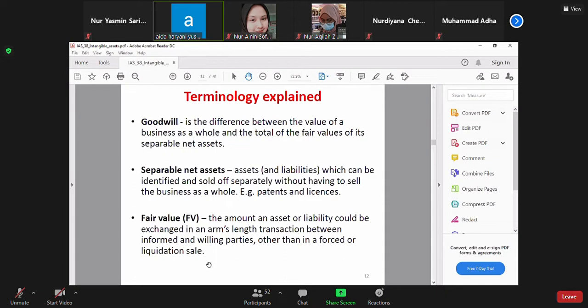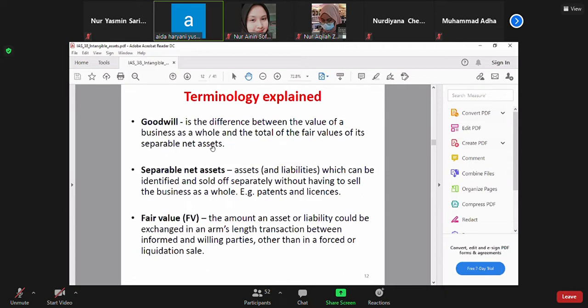As we go on, before we start off with other things, let us look at the terminology first. What does it mean by goodwill? The goodwill, like what you learned in partnership last time, you will take the difference between the value of the business as a whole, and then you minus it with the total of the fair value of its separable net asset. So you will look at the value of the business as a whole, meaning you will find the net asset of the business, and then you will minus with the fair value of the business.